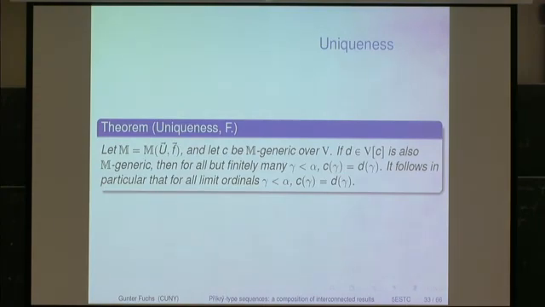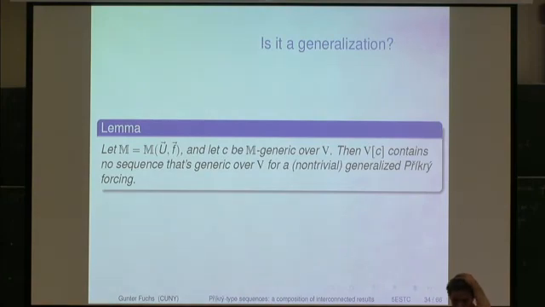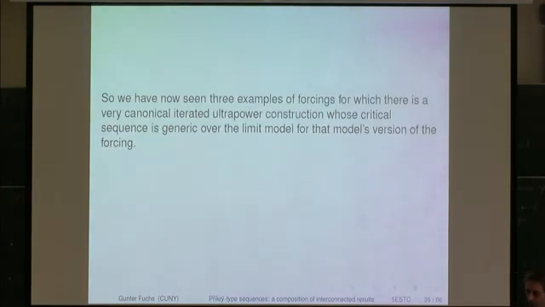There is a lot of other stuff that I then also showed, but I don't want to go into this. So this is one of these things. If you add a Magidor sequence, it doesn't add a Prikry sequence. So it's not a generalization of Prikry forcing. It's something totally different, but it shares many properties with Prikry forcing.